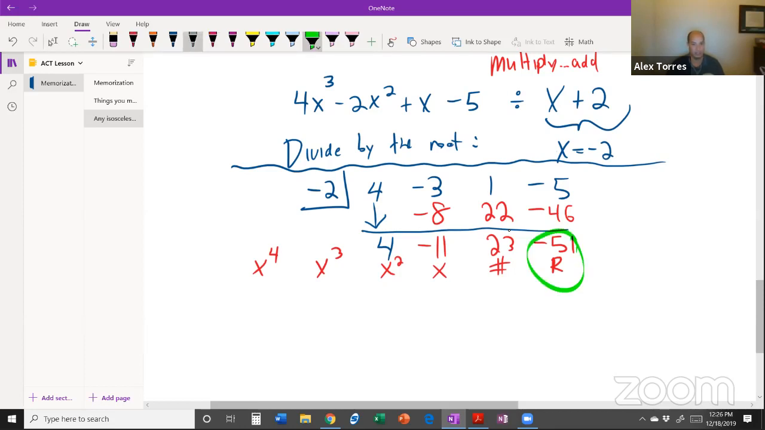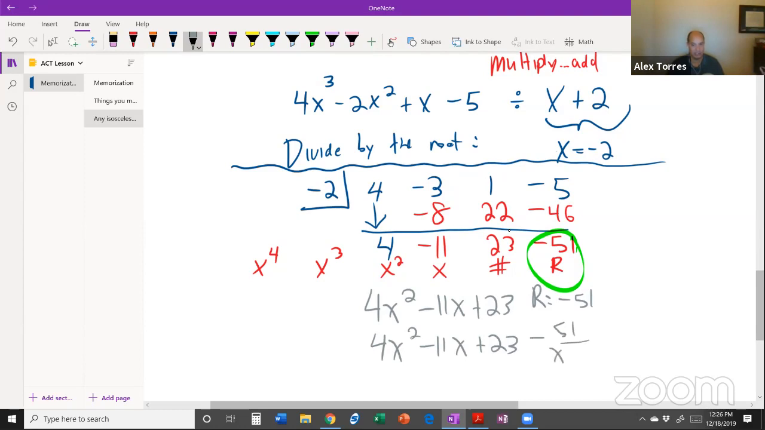But there's 2 ways to write this answer, and this is what I suppose we'll wrap up with. 4x squared minus 11x plus 23 with a remainder of -51. Or, if you're familiar with long division, you know that the remainder can be presented as a fraction over the thing that you're dividing by. So -51 over x plus 2.